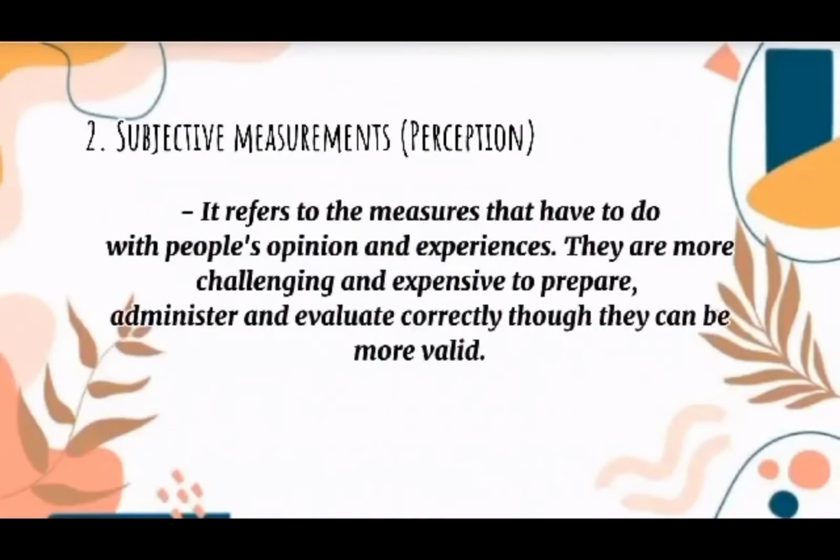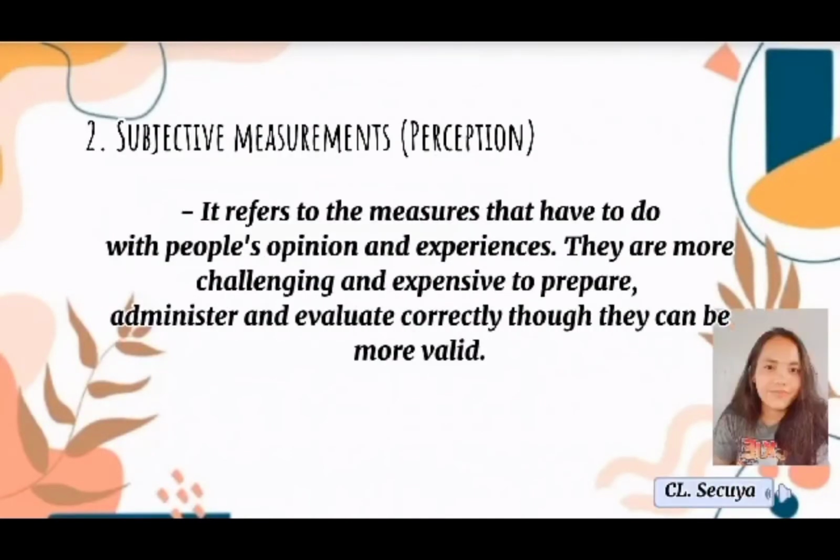So the second type of measurement is the subjective measurement. It refers to the measures that have to do with people's opinions and experiences. They are more challenging and expensive to prepare, administer, and evaluate correctly, though they can be more valid. So, subjective measurement is more on personal comprehension and perception of a certain task given.